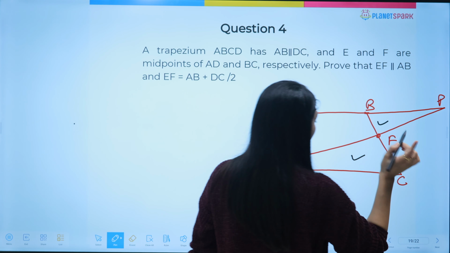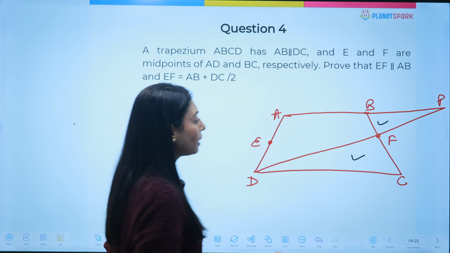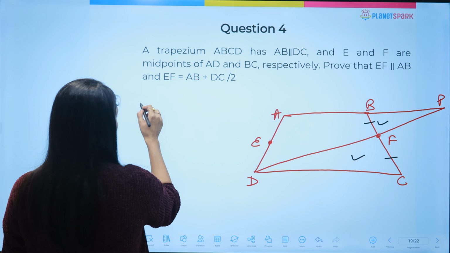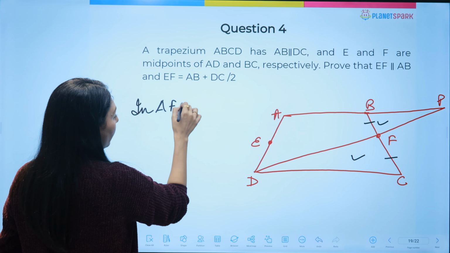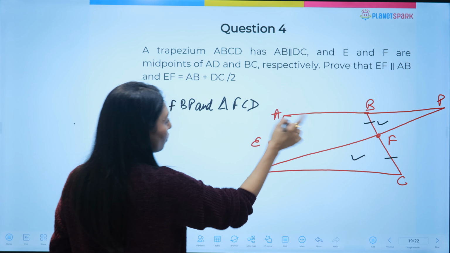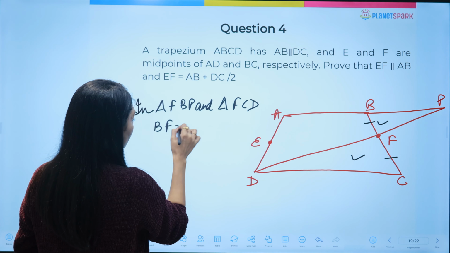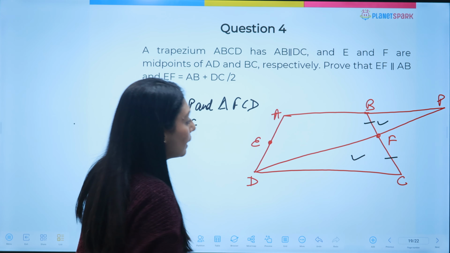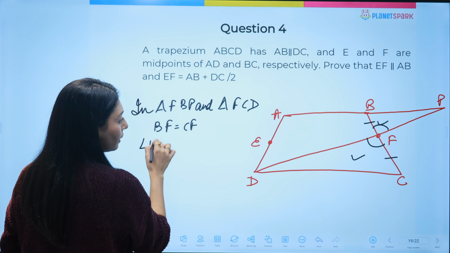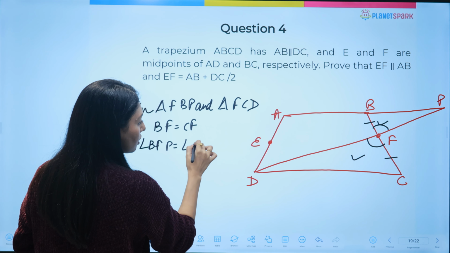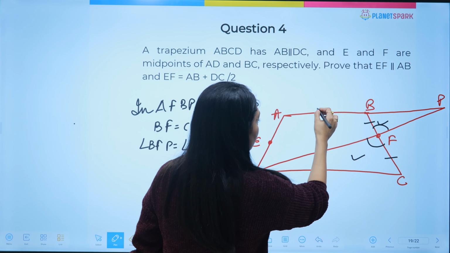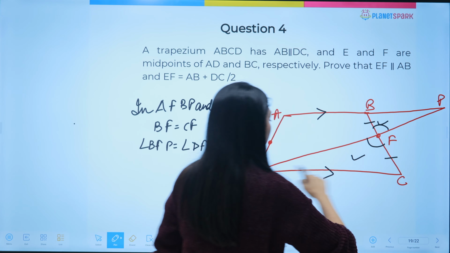Right? Now, what do we see here? These two triangles. In these two triangles, let's see if we can prove them to be congruent. Right? What do I know? That F is the midpoint here. That means BF is equal to FC. So, let's say in triangle FBP and triangle FCD, what all do we have? We have BF is equal to CF, everybody. F is the midpoint. Then, one pair of vertically opposite angle we have, right? So, angle BFP is equal to angle DFC. Then, AB and DC are parallel. That is given to me, right? So, AP will also be parallel to DC.